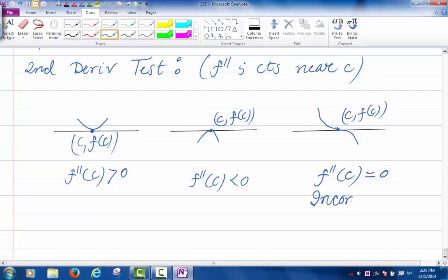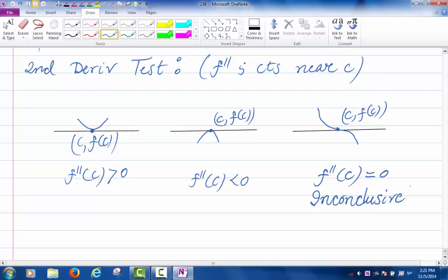Inconclusive. What does it mean? It means that the second derivative test will not tell you anything about whether you have a local max or a local min there. What I'm saying is that just because the second derivative at c is 0 doesn't necessarily mean that you have neither a local max nor a local min.